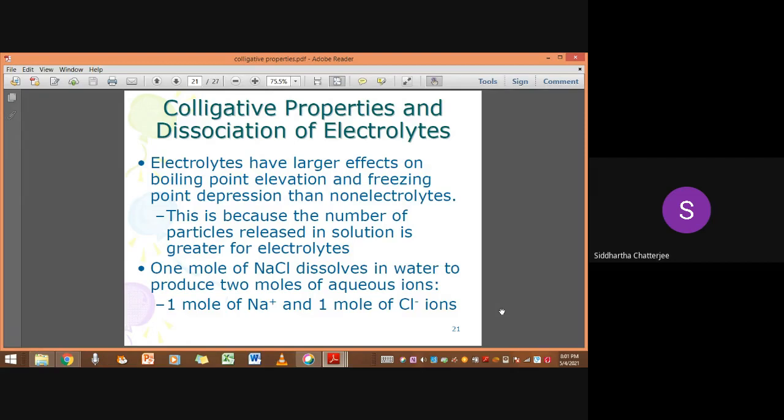And on the other hand, if the added non-volatile solutes make association, then what will happen? When the solute molecules associate, the number of solute particles is going to decrease. So in that case, you will expect the colligative properties to decrease. We will explain it one by one, so let us understand this first.